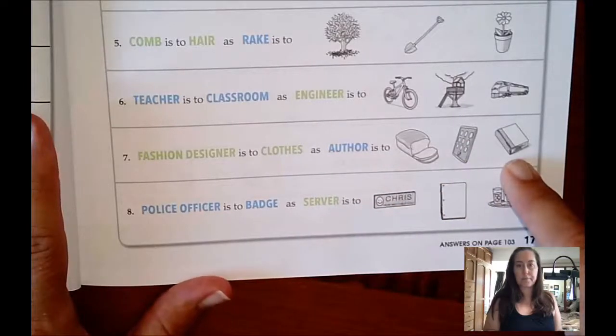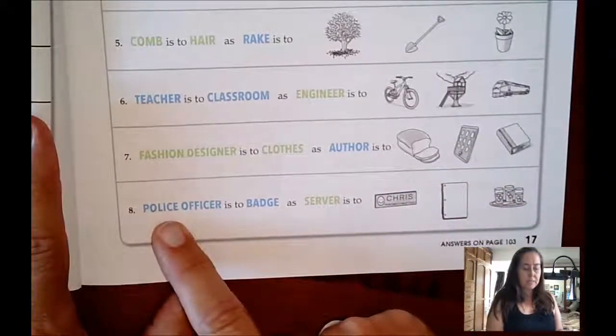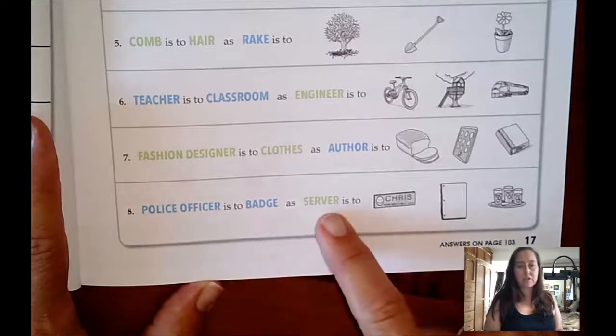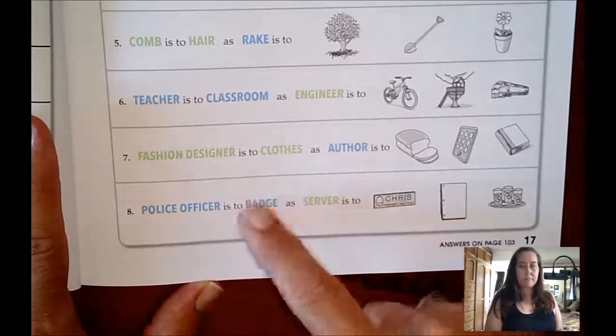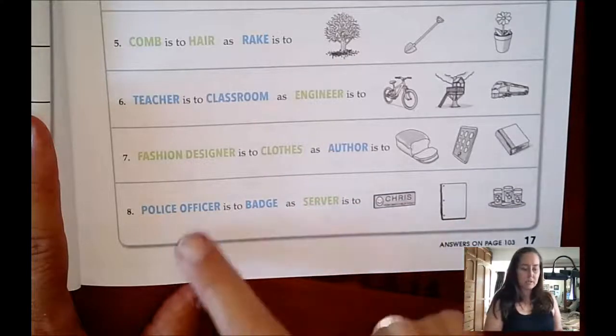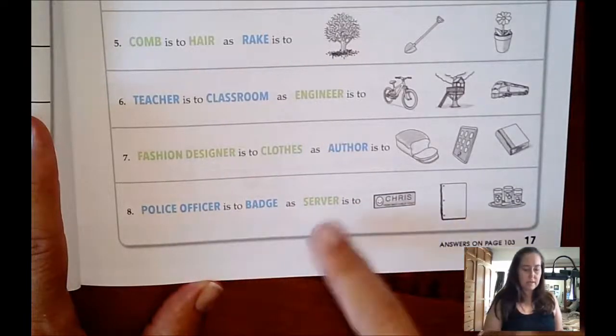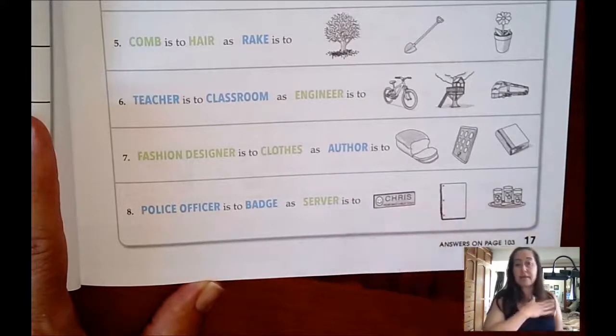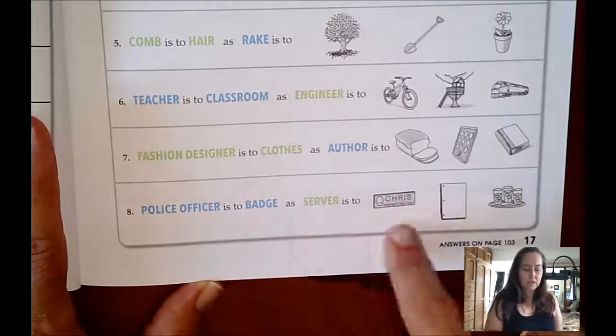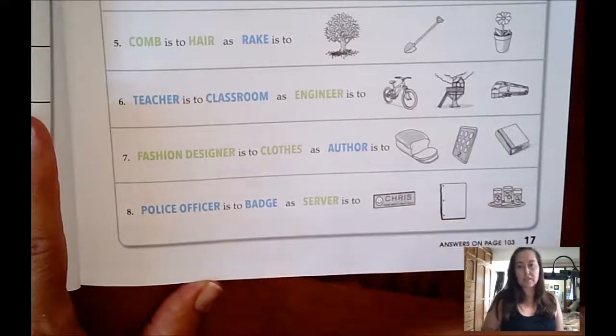Number 8, police officer is to badge, as server is to name tag. So the police officer wears a badge, or has a badge in their wallet. A server, like at a restaurant, like a waiter or waitress, they wear a name tag. So that's their identification. A name tag or a badge. Different kinds of identification. Hope you guys like analogies.